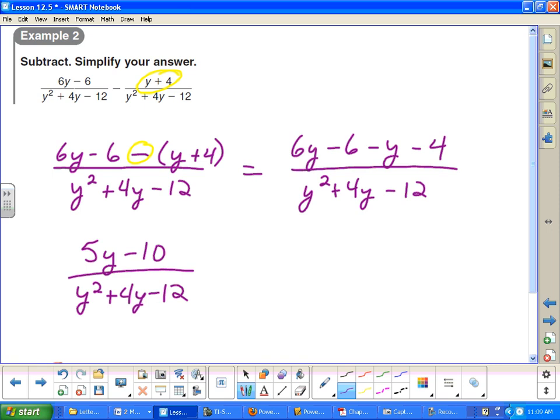So when I get to that point, I need to see if it's possible to factor and have a common factor that I could simplify. Well, let's look at the numerator. Do they have anything in common? Okay, they have a 5. So I take out the 5 and I have y minus 2. So in the denominator, I'm hoping I have a y minus 2, right? So I'll be able to cancel those out.